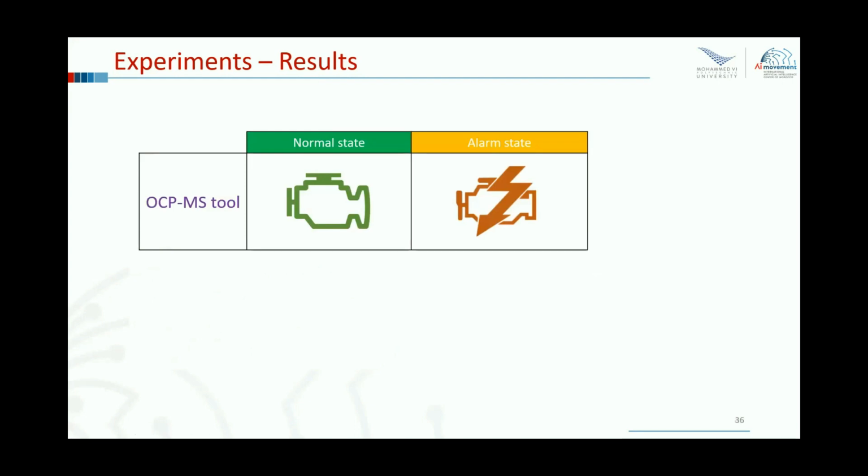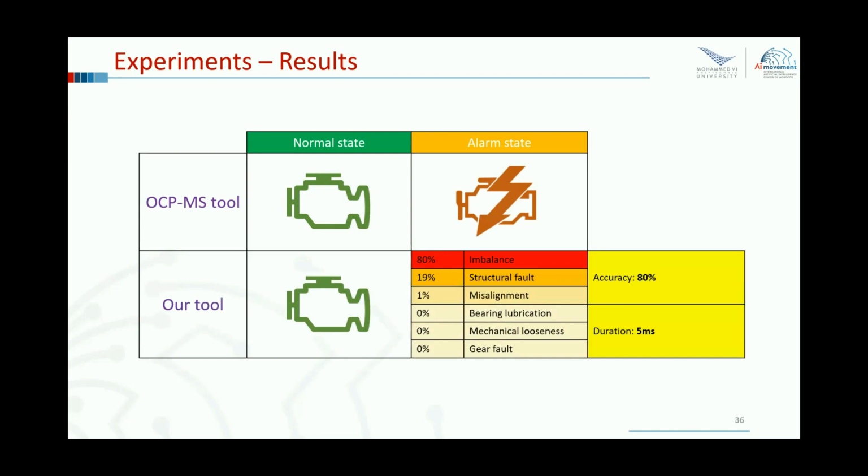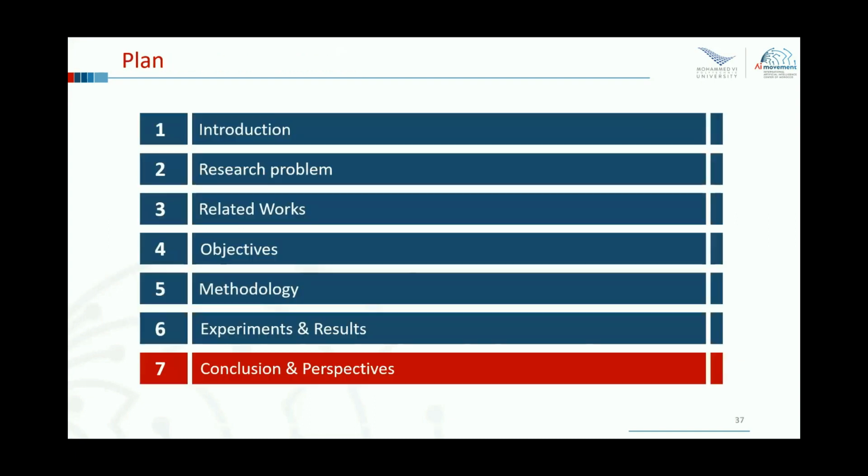Comparing this to the existing approach or tool used by OCP maintenance solution, their tool can only give 2 sorts of outputs: a normal state when everything is correctly running, and an alarm when there is some malfunctional state. While our tool offers constantly and immediately the machine state with an accuracy up to 18% on average.